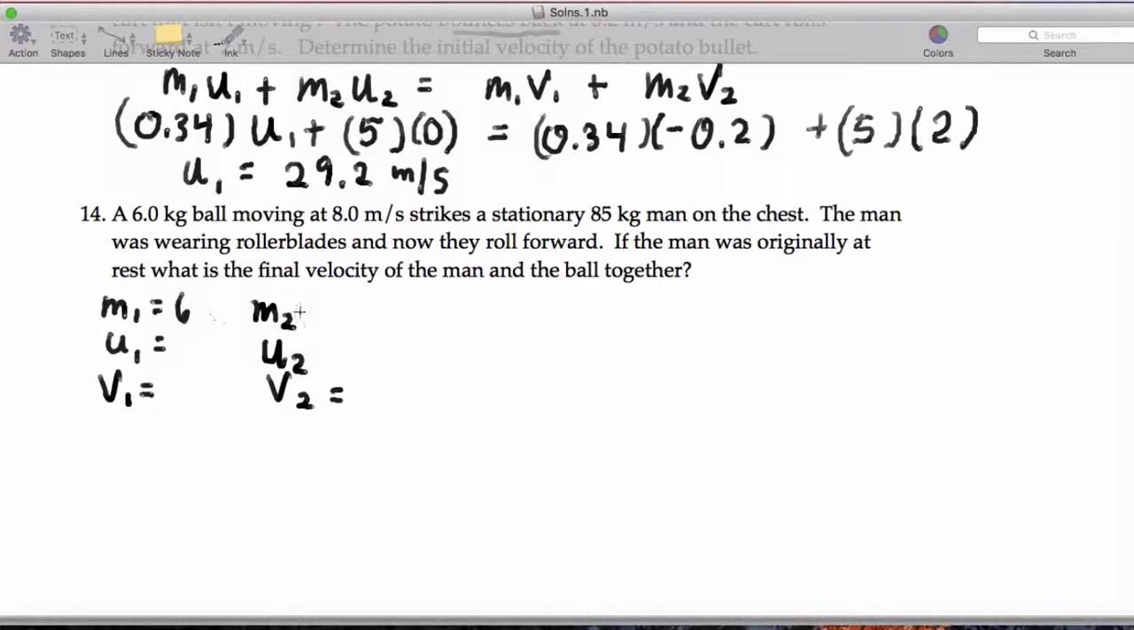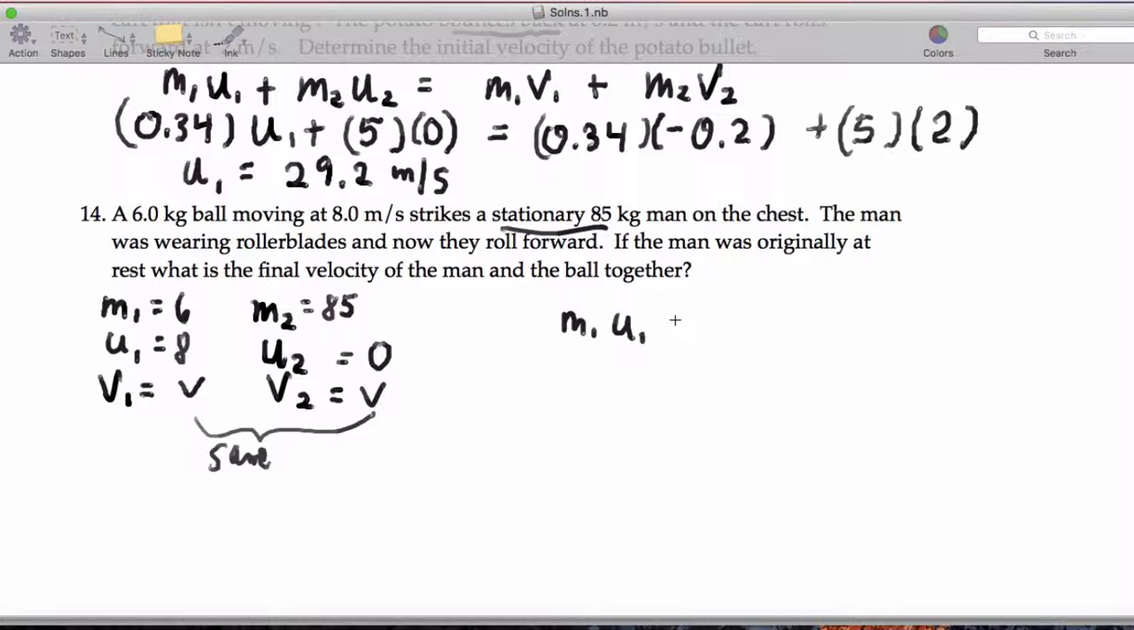So m1 is 6, m2 is 85, u1 is 8, u2 is 0 because he's stationary. v1 and v2, well, it actually turns out they're both equal to an unknown v that we're going to calculate in a second because they're the same and they're unknown. So here we go. m1 u1 plus m2 u2 equals m1 v1 plus m2 v2. And we'll plug in now.